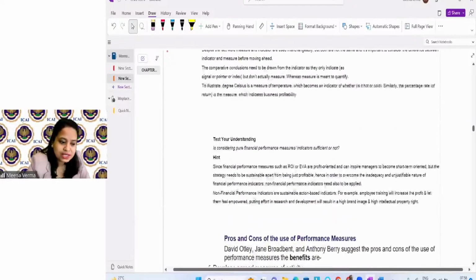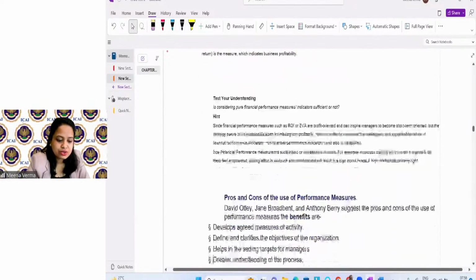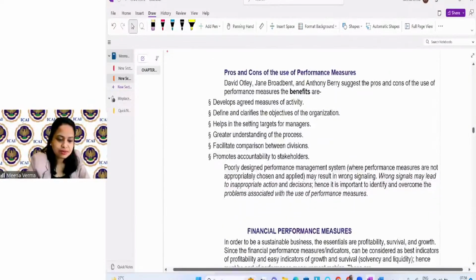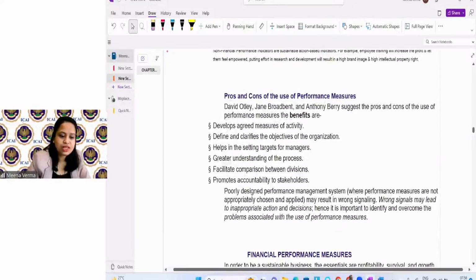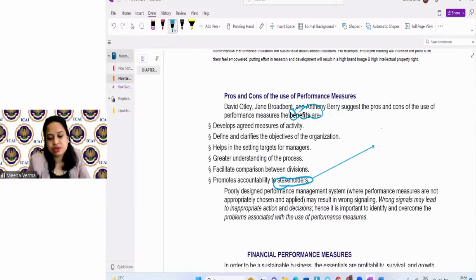Now, I'll take these questions later on. So now the point is, what are the pros and cons? What are the benefits if we measure the performance of the organization? What will the benefit be? Actually, what I just told you: we are accountable to all the stakeholders, not just the employees of the company. We are not just responsible toward employees.